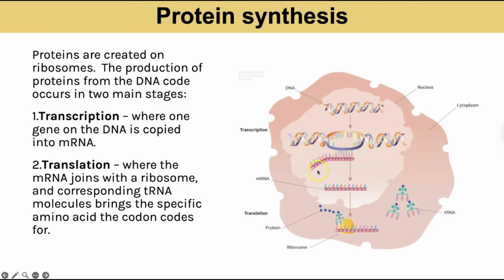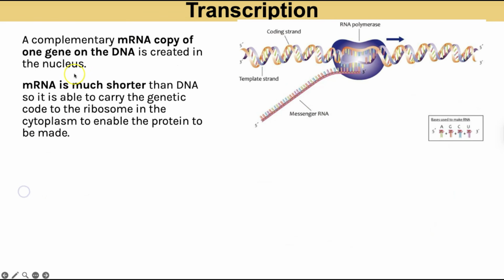This happens at the ribosome, but the first step where you make mRNA happens in the nucleus. So we're going to go through transcription and translation. Transcription is when a complementary mRNA copy of one gene of the DNA is created in the nucleus. As we said, the mRNA is much shorter than DNA, and that's because it's only a copy of one gene rather than the entire genome. And because it's shorter, it's able to fit through the nuclear pores in the nuclear envelope. It moves out, and then it can attach to a ribosome in the cytoplasm to be used in the next step.